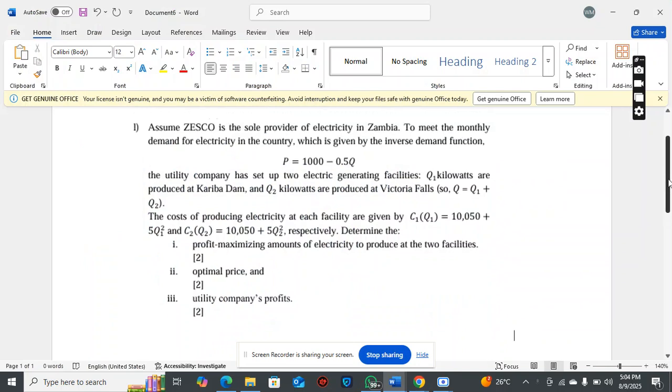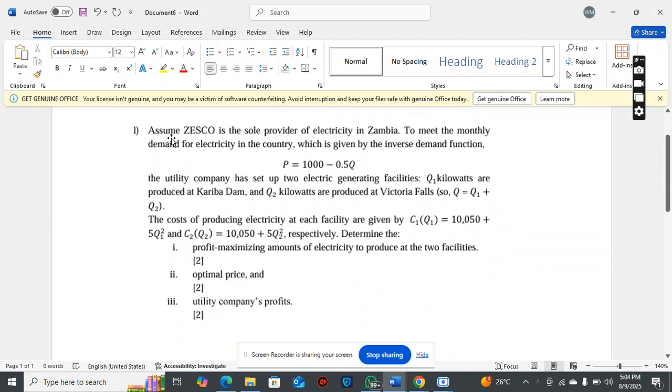Okay, so we have our first question here. It says, assume Zesco is the sole provider of electricity in Zambia. To meet the monthly demand for electricity in the country, which is given by the inverse demand function P equals 1000 minus 0.5Q, the company has set up two electric generating facilities. Q1 are kilowatts produced at Kariba Dam and Q2 are kilowatts produced at Victoria Falls. So the total quantity Q is Q1 plus Q2.